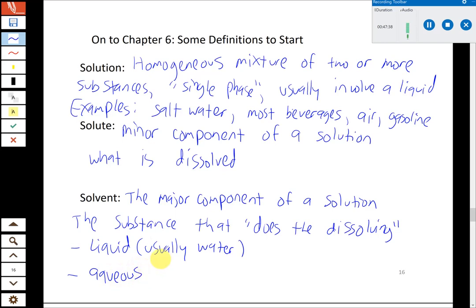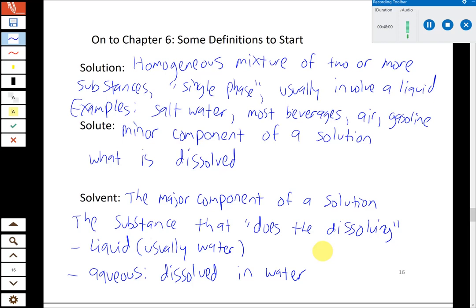So that term aqueous, which I think I already mentioned as being the major theme of this chapter, aqueous means dissolved in water. So if you have aqueous hydrochloric acid, that means you have hydrochloric acid dissolved in water. Or aqueous sodium chloride would be sodium chloride salt dissolved in water. So that's what the word aqueous means.